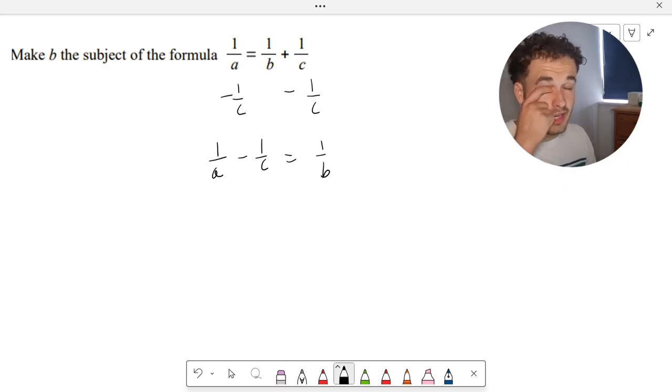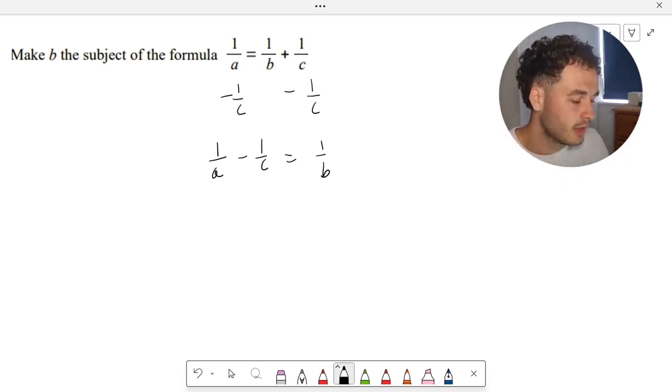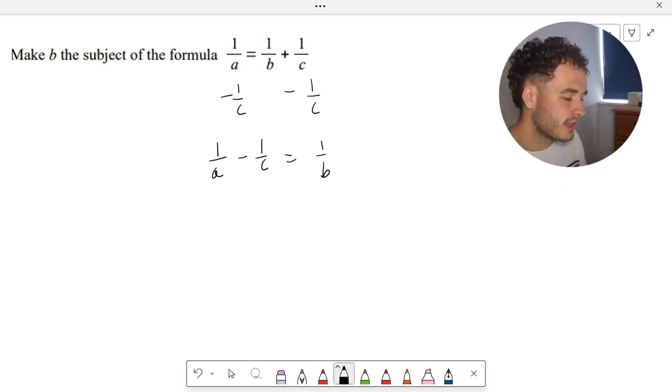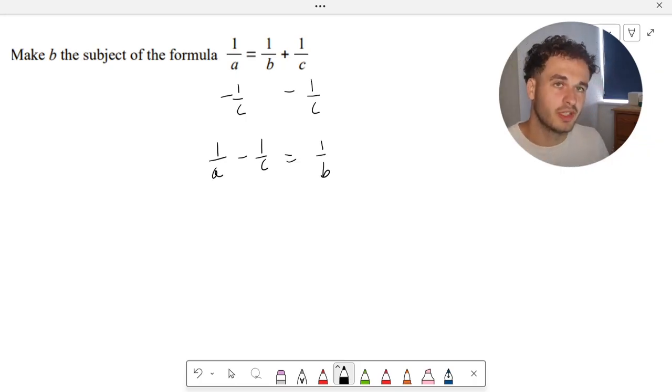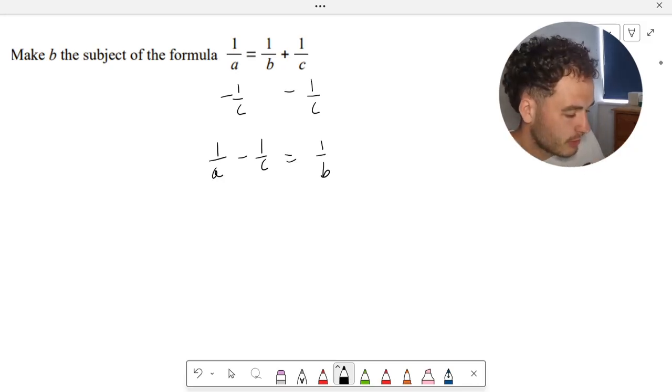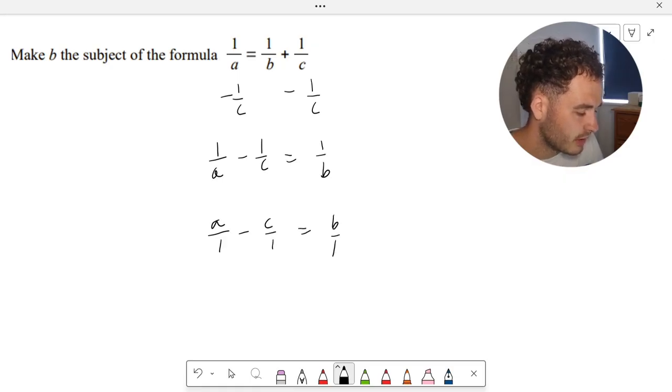And this is something that I haven't shown you yet, and you probably haven't seen. To get b by itself, we can now take the reciprocal of both sides. And what the reciprocal means is we flip everything over. So what I mean by that is that it now becomes a over 1 minus c over 1 equals b over 1. And anything divided by 1 is itself, so we now have a minus c equals b.